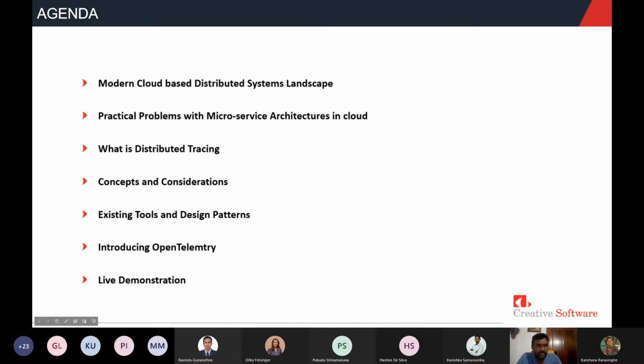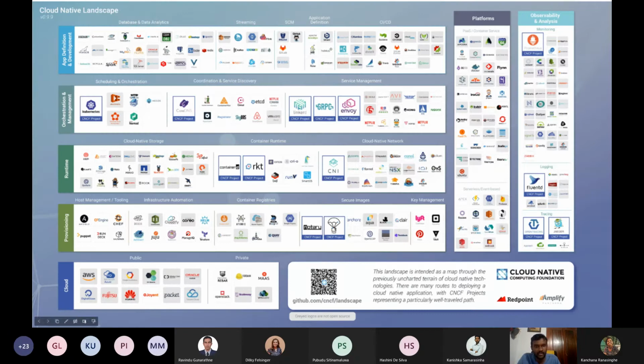So I'll start by taking you through the current cloud infrastructure, or the current cloud landscape. As you can see, there are a lot of boxes. You don't need to go through all of them. I just wanted to put it out there to give you an idea that there are so many technologies out there that are helping people to deploy applications into the cloud, manage them in the cloud, and monitor and observe them in the cloud.